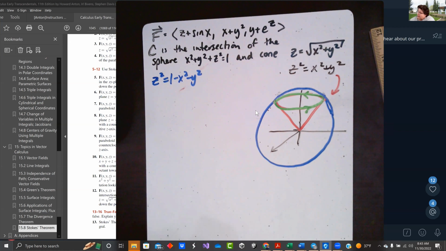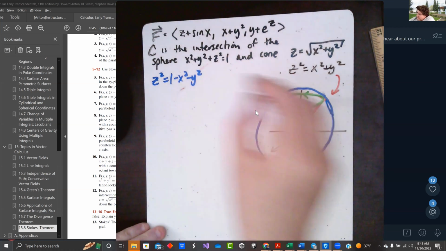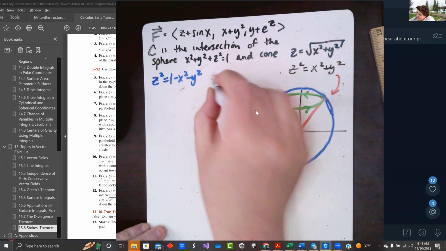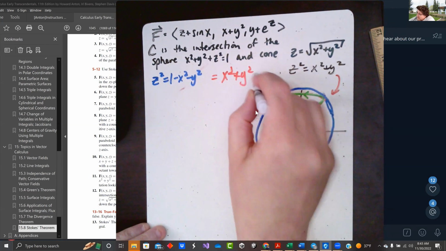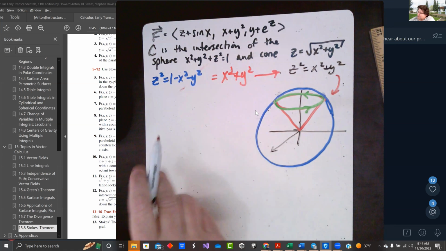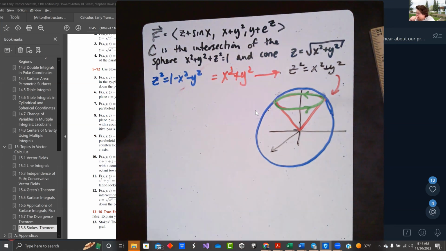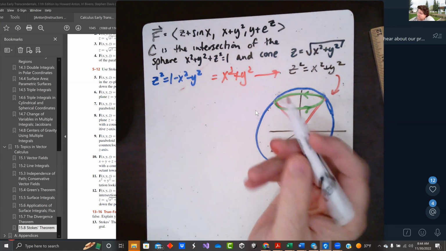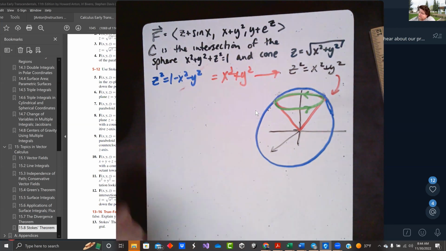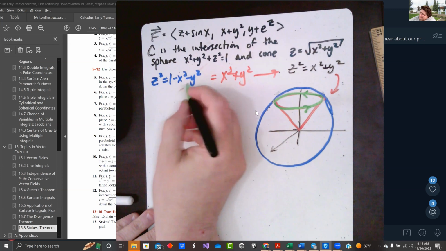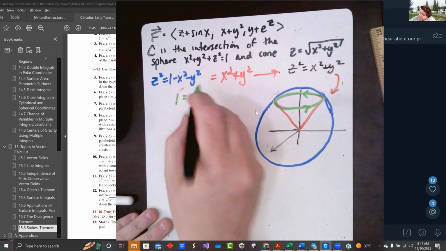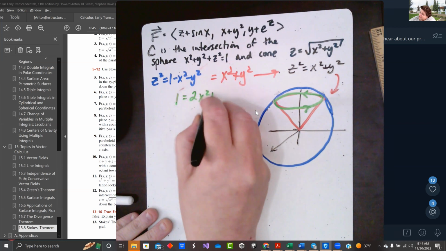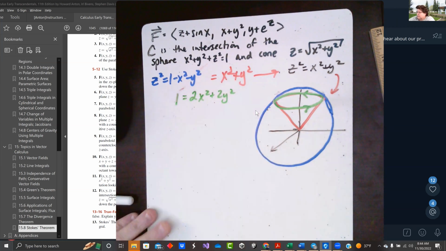And this z squared is x squared plus y squared equals that one. Since they're both equal to z squared, we can set them equal to each other, and that's where we get this curve. I'll add the negative x squared and y squared to the other side, and we've got 1 equals 2x squared plus 2y squared.